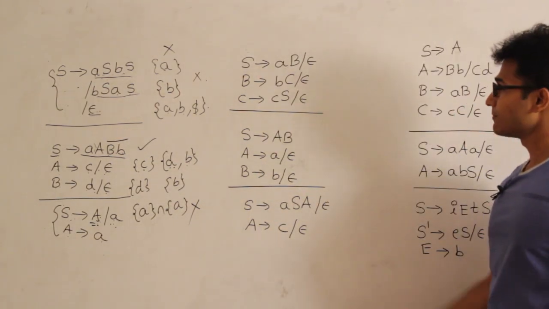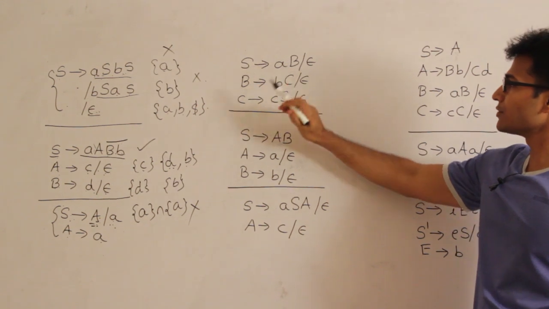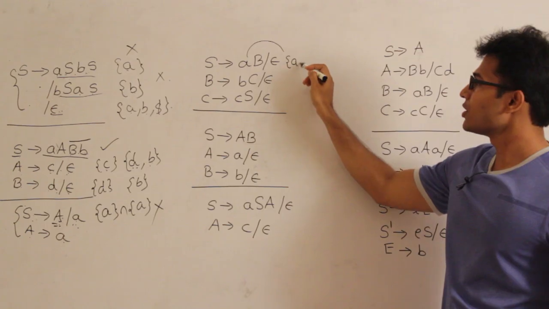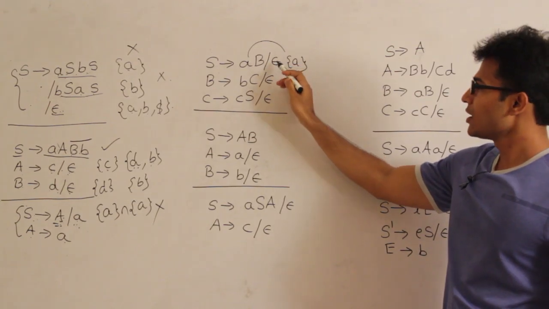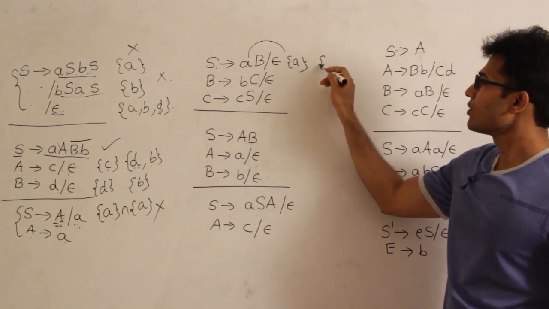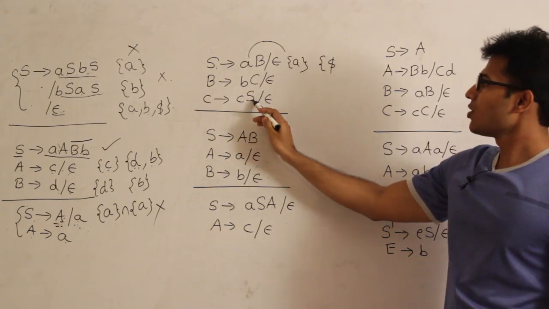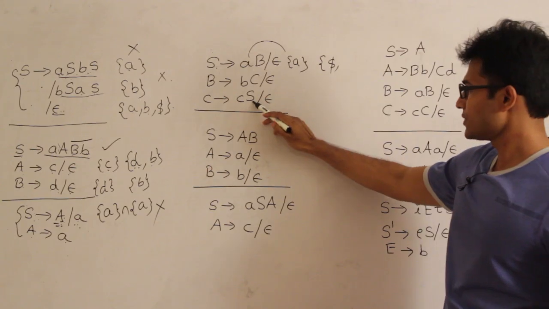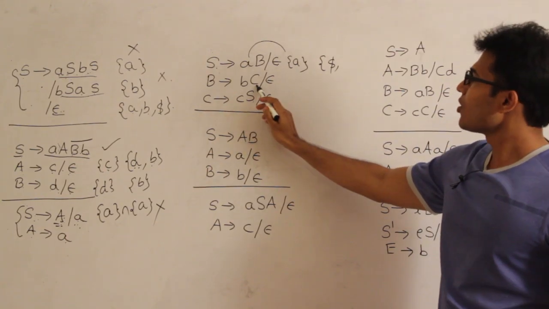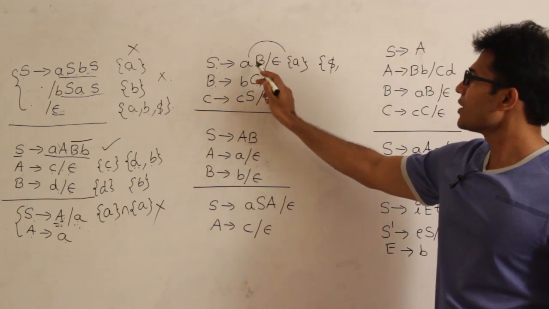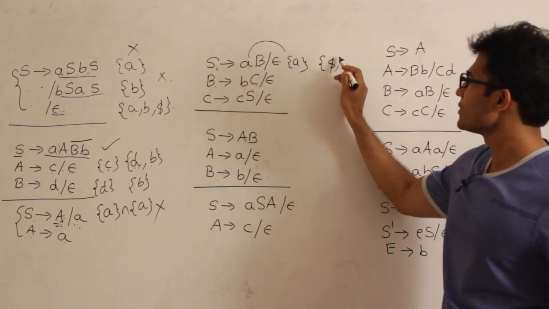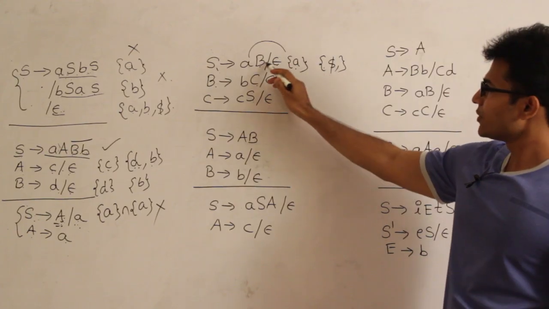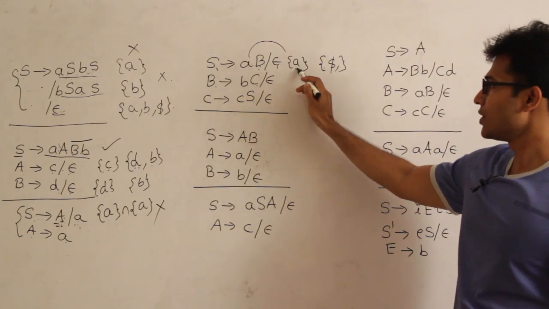And coming to this one, there are two alternatives. Therefore, you have to check the first. Where are we going to place the first one? Under small a. Where are we going to place the second one? Under follow of S. What is follow of S? Dollar. Follow of S is dollar because it is the start symbol. And then follow of S is follow of C. Follow of C is follow of B, and follow of B is again follow of S, which is nothing but dollar, right?